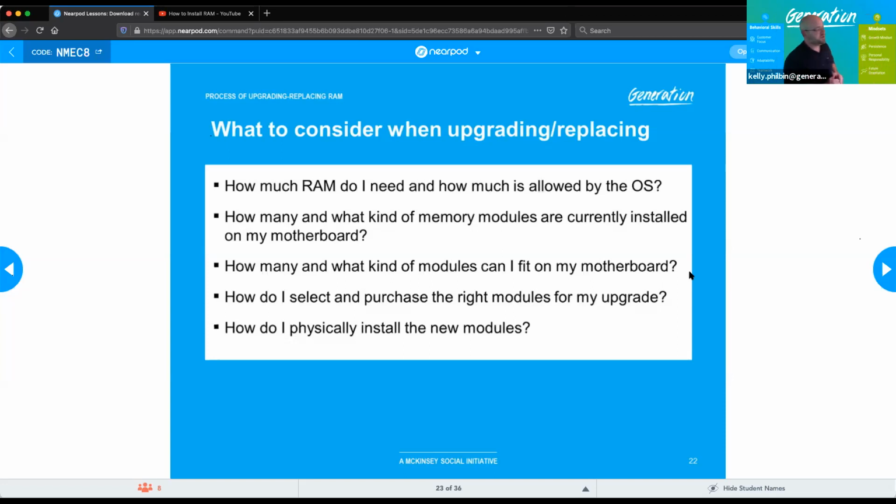How do I select and purchase the right modules for my upgrade? You definitely want to review the documentation. You will hear that a lot. You want to make sure that it is compatible with the type of motherboard you're using before you go ahead and upgrade it. And then lastly, how do you physically install the new modules?